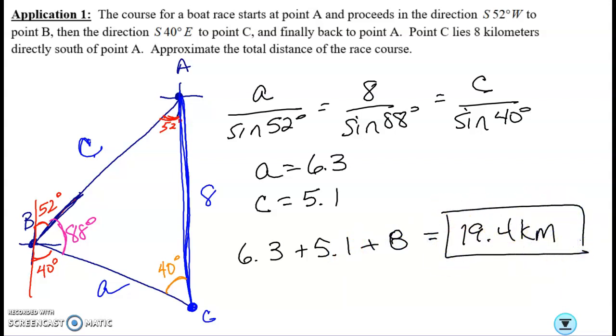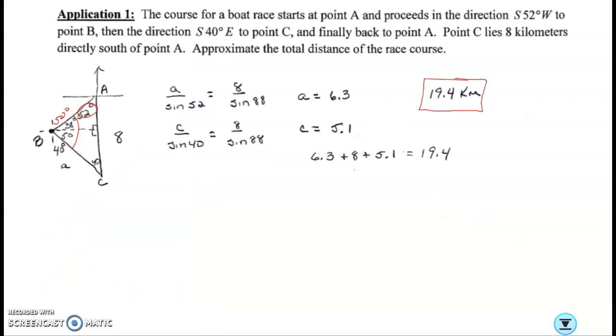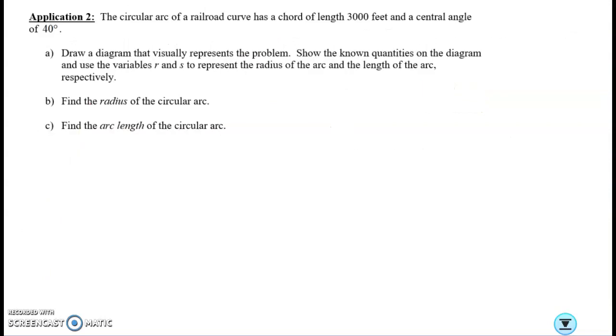So there's an example of one where you need to choose to use the law of sines depending on the given information that they gave you. Oh, and here's the work for it right here. Didn't even realize that was in there.